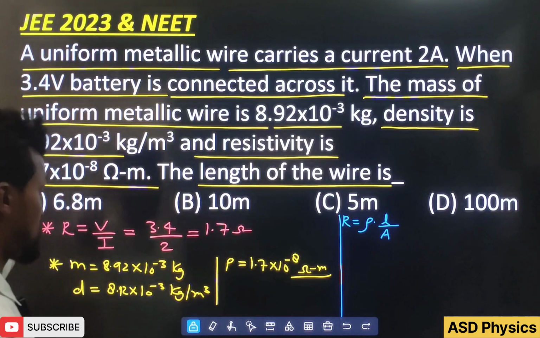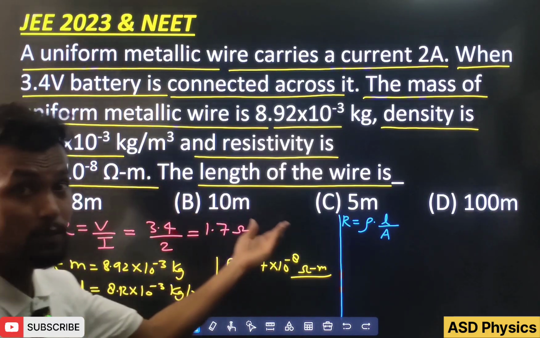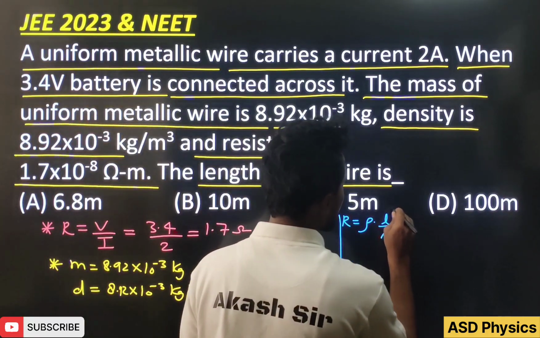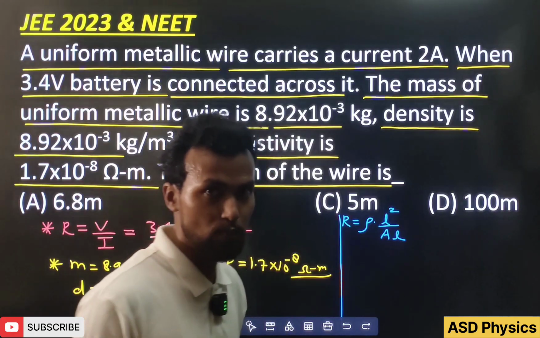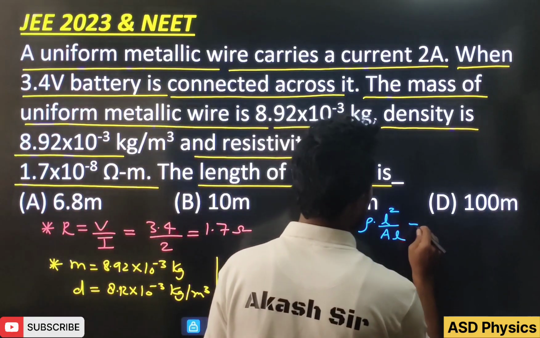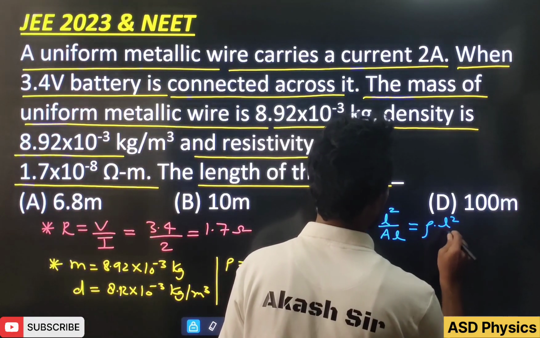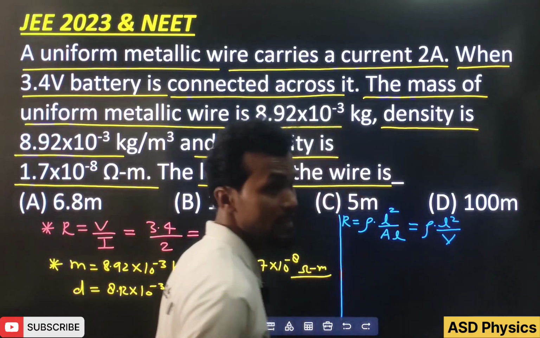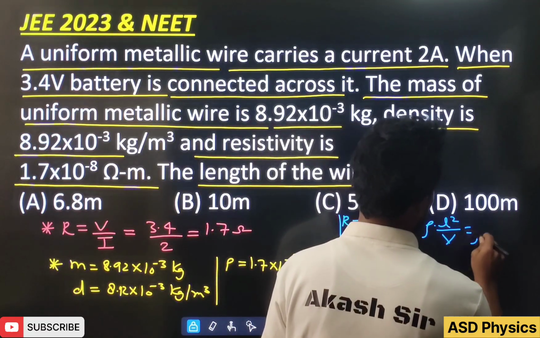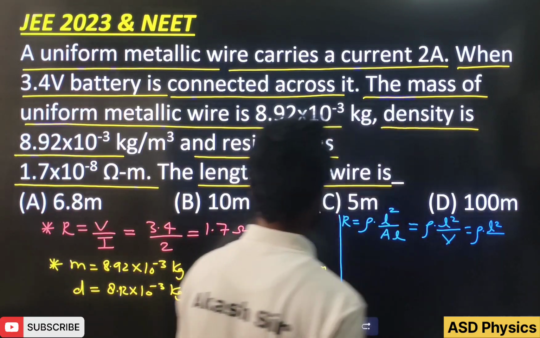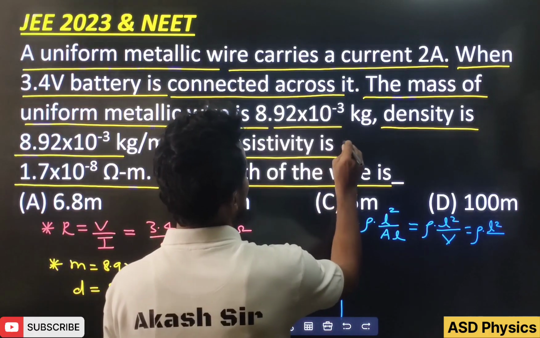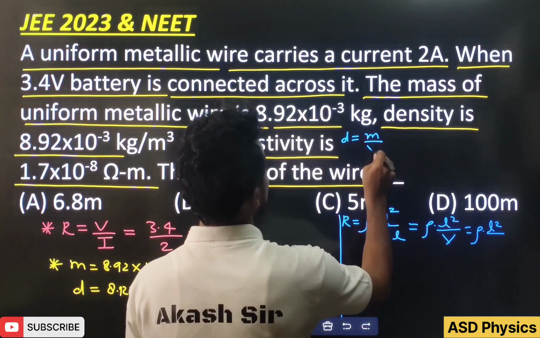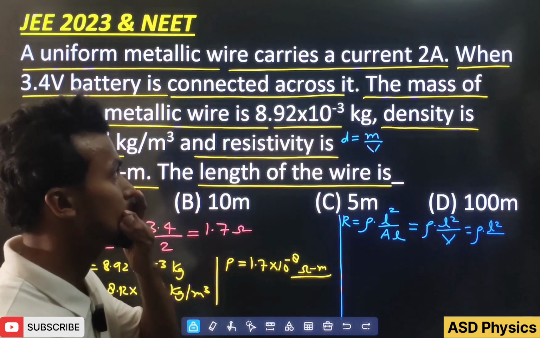Mass and density are given, students. That means we can write in terms of volume even. So can I write here L square by AL? Any problem? No problem. So students, we can write here the rho into L square by volume. And we know very well the density equals mass by volume. Correct? Density equals mass by volume.